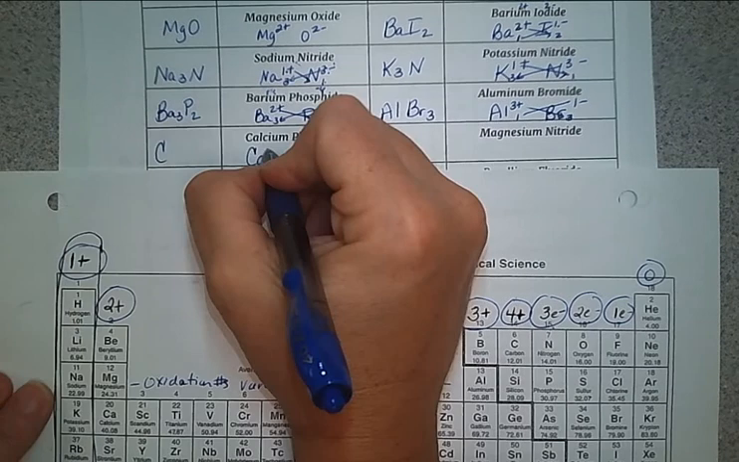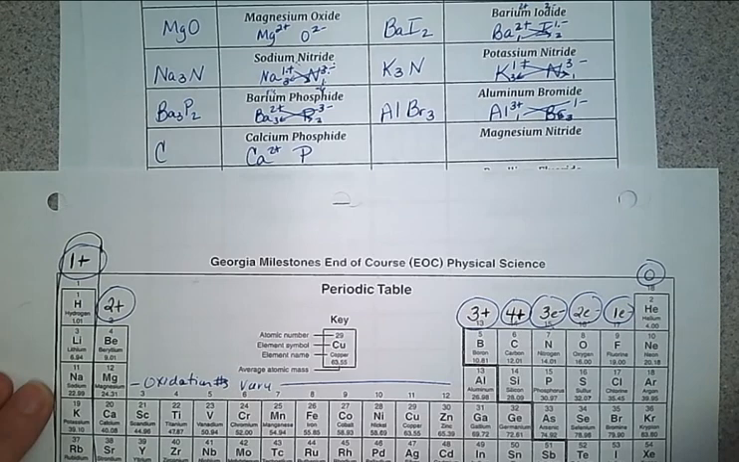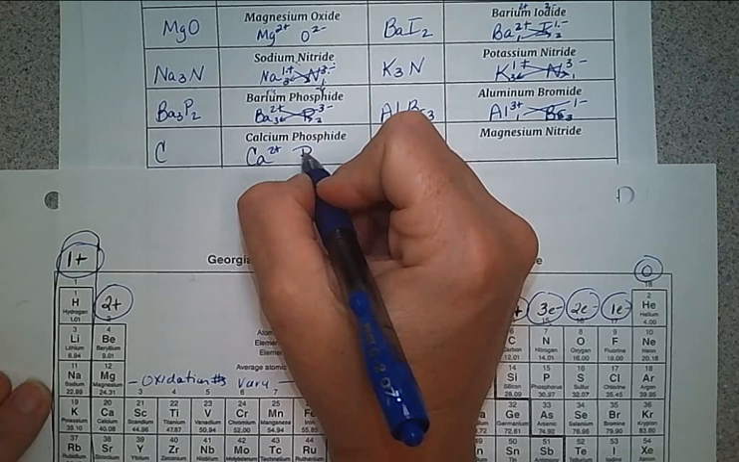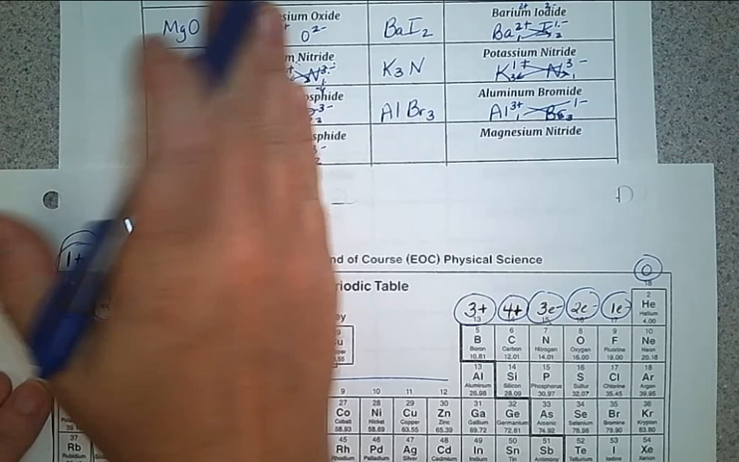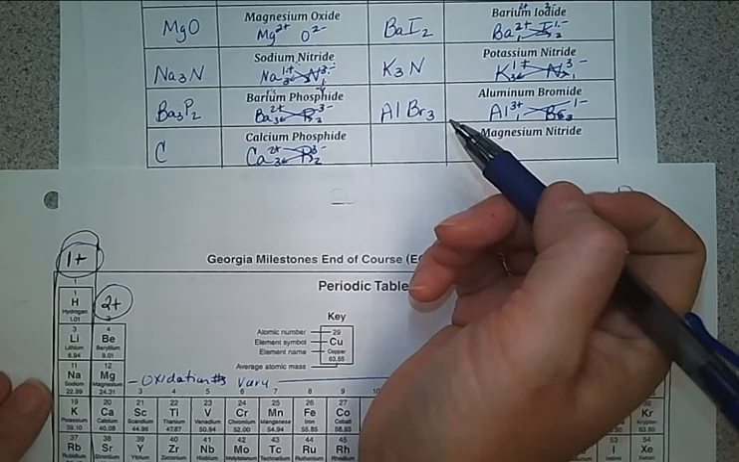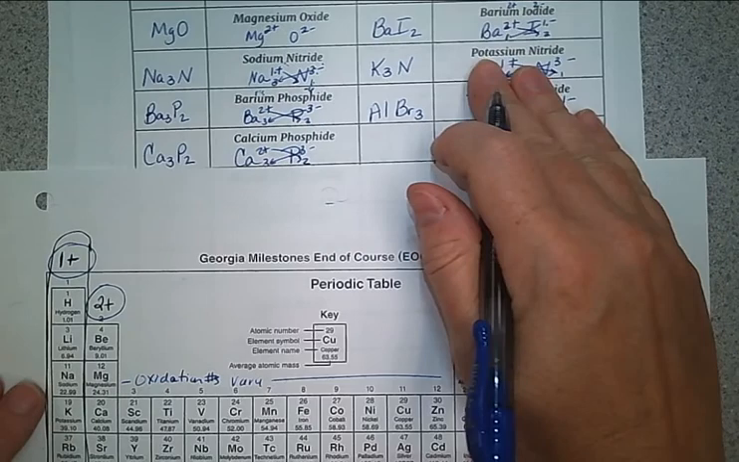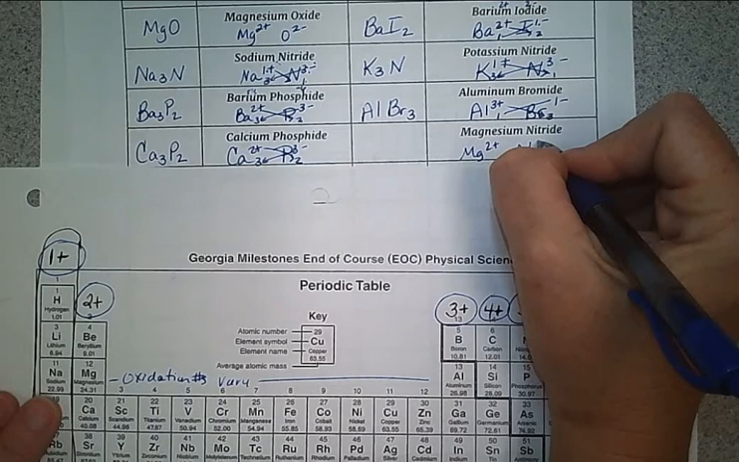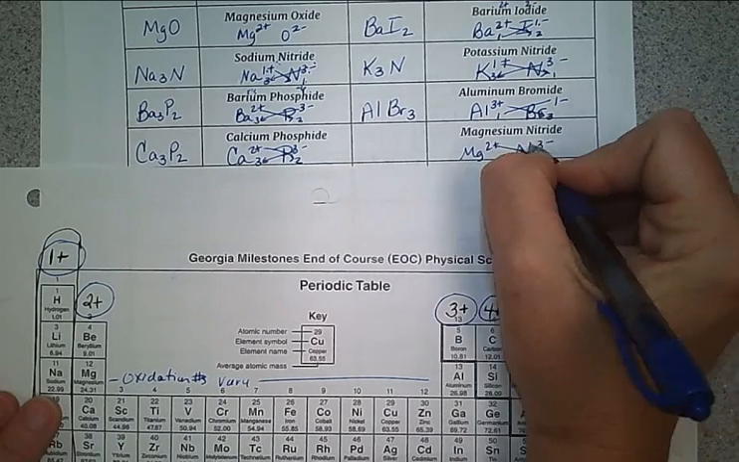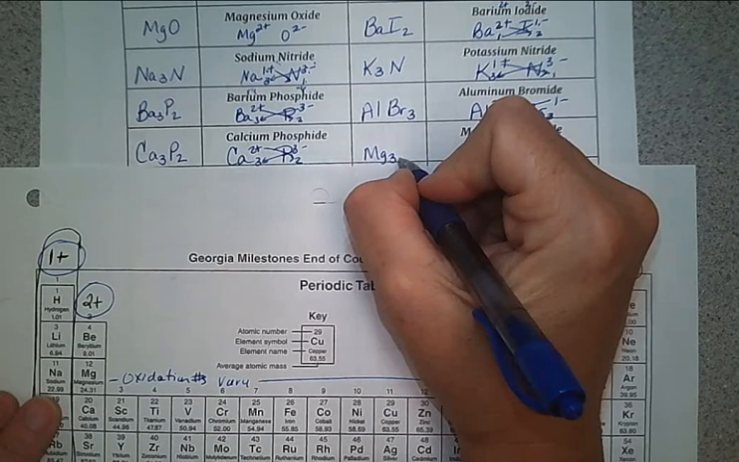All right, magnesium nitride. Magnesium has a 2+ charge. Nitrogen has a 3- charge. Crisscross applesauce. Mg3N2. Aluminum phosphide. Aluminum is a 3+. Phosphorus is a 3-. If I crisscross applesauce that, it's going to be a 3:3 ratio, and a 3:3 is going to reduce to a 1:1. So we just do AlP.